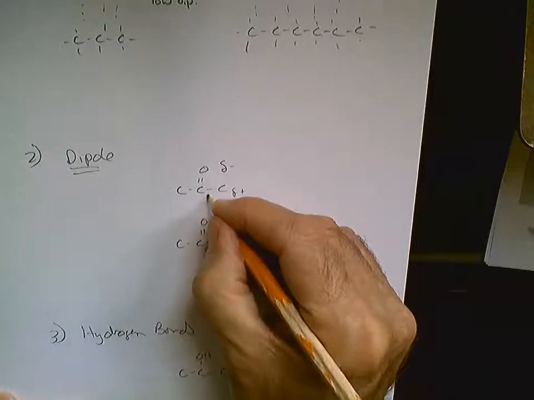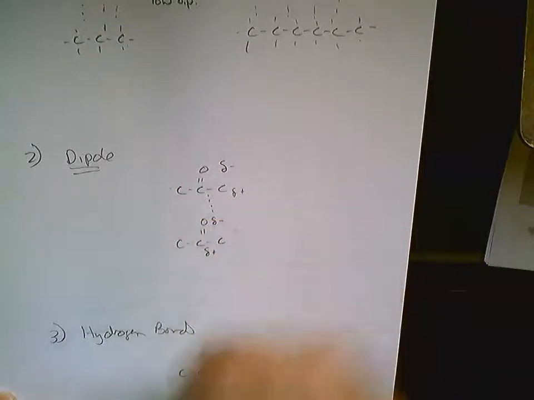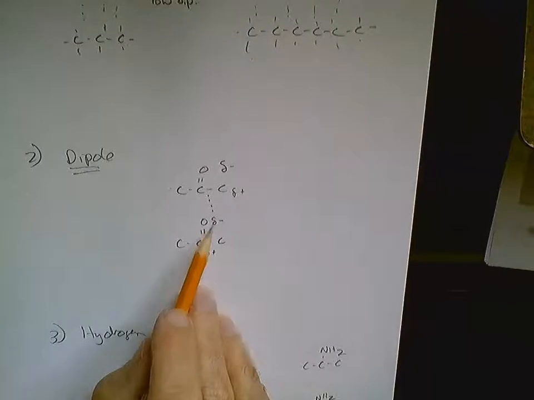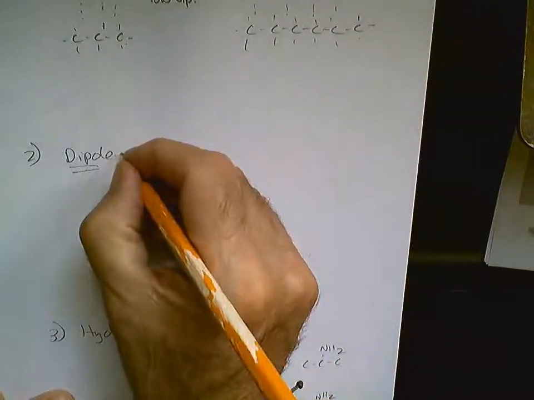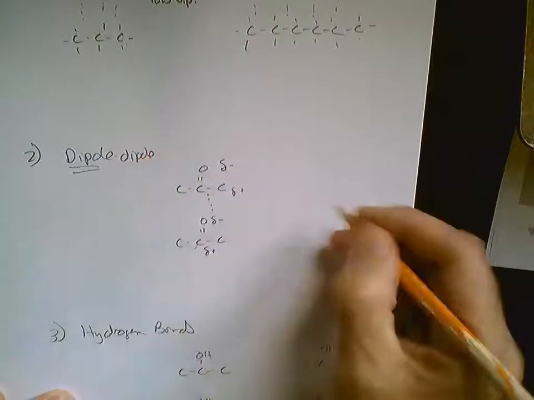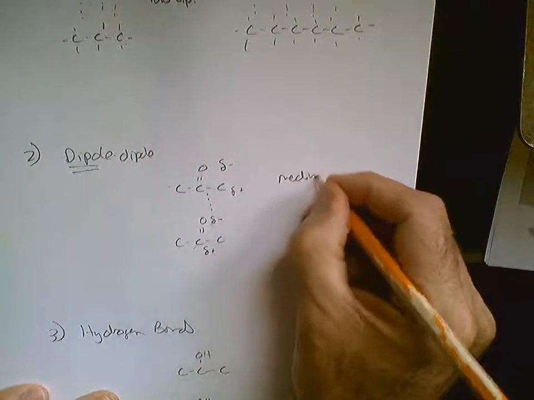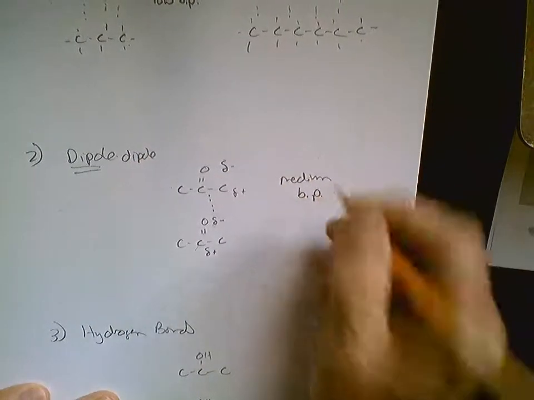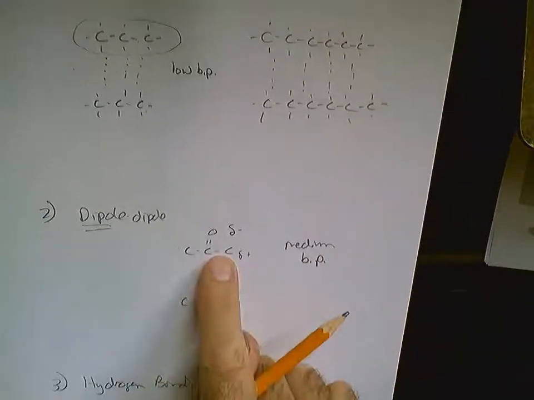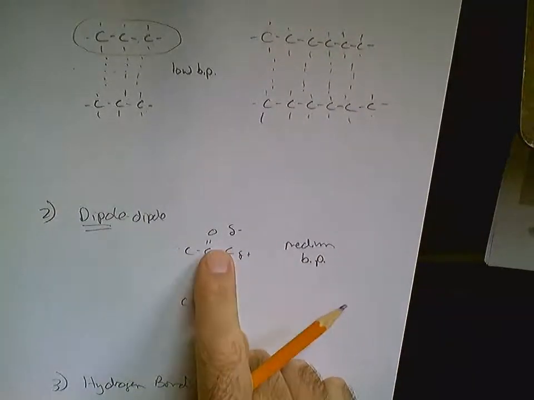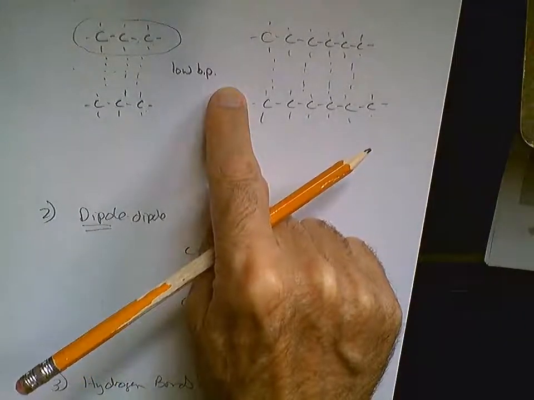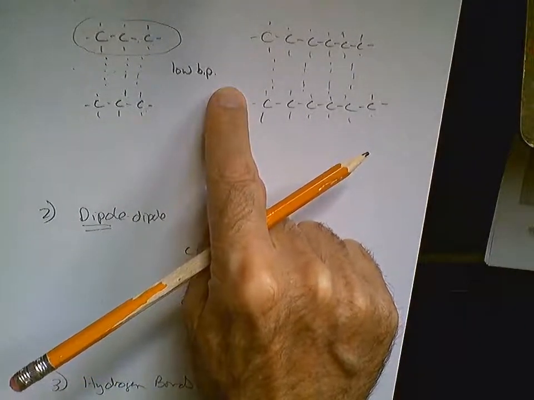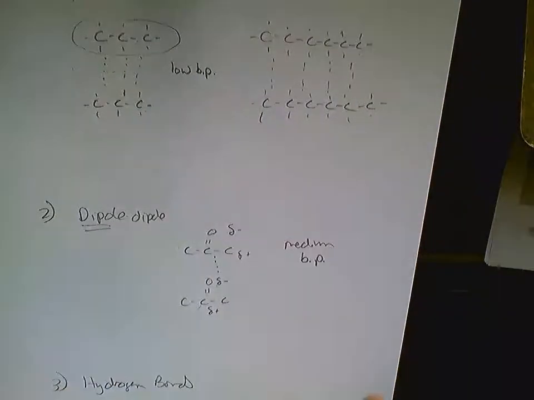What happens is the slightly positive carbon will attract the slightly negative oxygen and form a dipole, also called a dipole-dipole. These will have medium boiling points. They will be able to dissolve well in other dipoles, but because they're close to dispersion, they're right beside it, they will also somewhat dissolve in here.